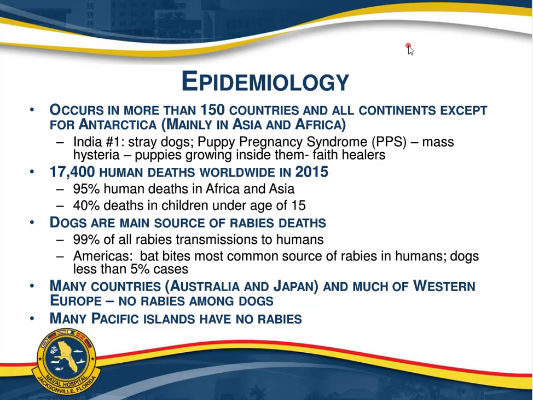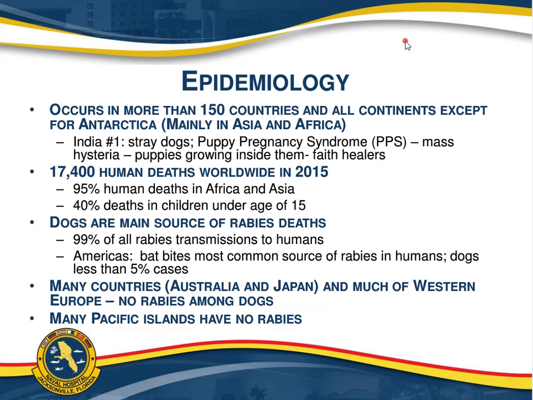Epidemiology: it occurs in more than 150 countries and all continents except for Antarctica, mainly Asia and Africa. India is number one. It's usually stray dogs. They even have a syndrome called puppy pregnancy syndrome, and it caused mass hysteria. You can look it up and Google it. It has to do with lack of education and a lack of evidence-based medicine, and faith healers who treat this in India as opposed to doctors.